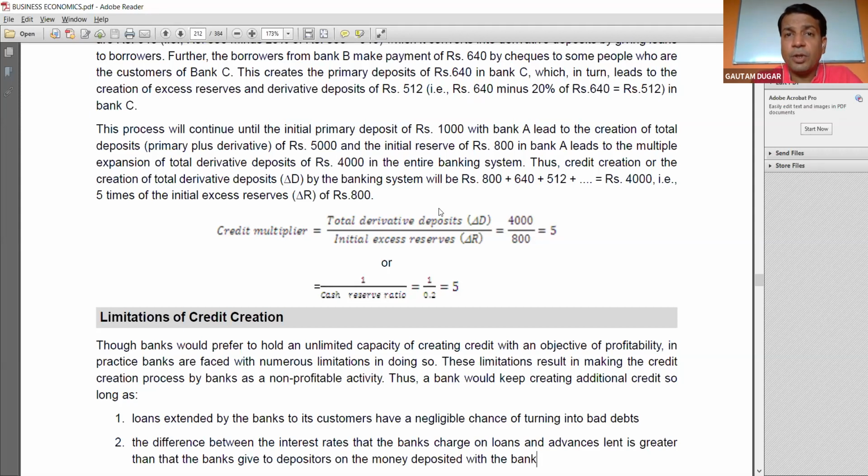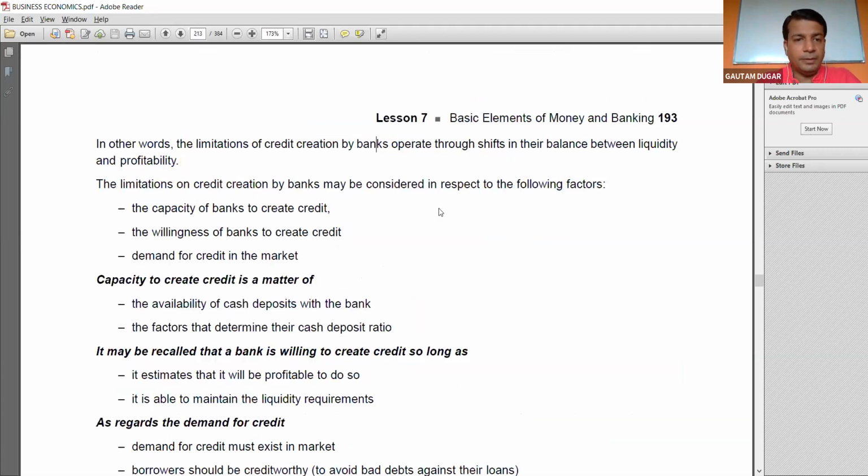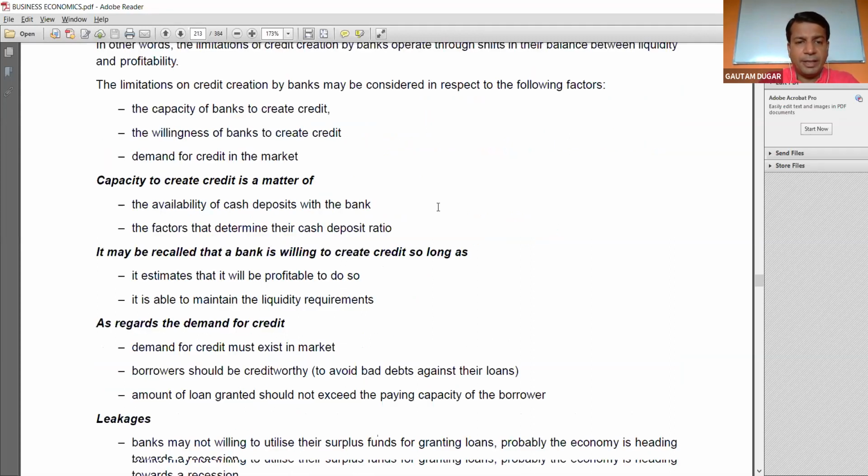In a country like India, the problem is the banking habits of the people are very poor. We prefer cash instead of the bank. Obviously, now the younger generation is moving towards that, but still the majority of the population is not that acquainted with banking transactions. So that's another limitation. So these are the limitations of the credit creation by a commercial bank.